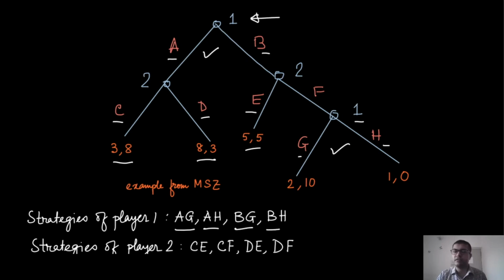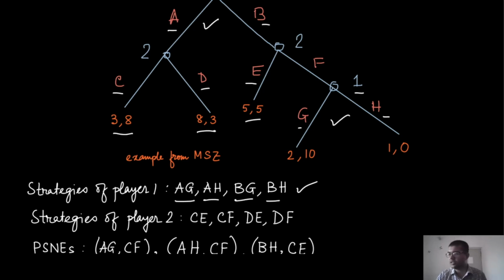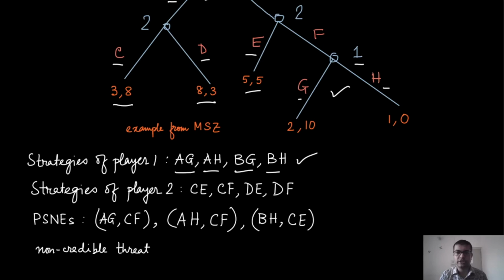At any non-terminal history of this game, whatever player 1 is going to play is already spelled out in this strategy. Similarly, you can write down the strategies for player 2: CE, CF, DE, DF. Now you can transform this game into the normal form game and write down all the actions and their corresponding utilities for these players, and you can find out the pure strategy Nash equilibrium. So let me give you the pure strategy Nash equilibria in this case. They are AGCF, AHCF, and BHCE.